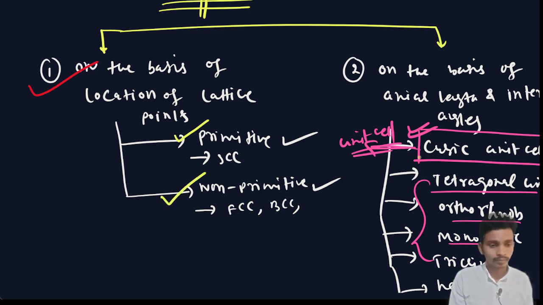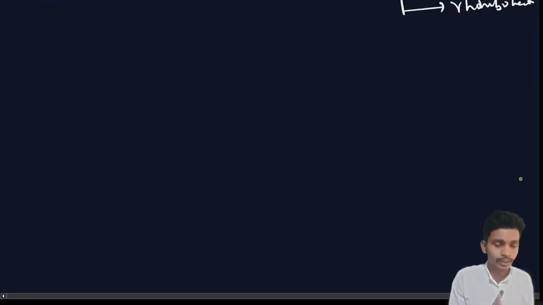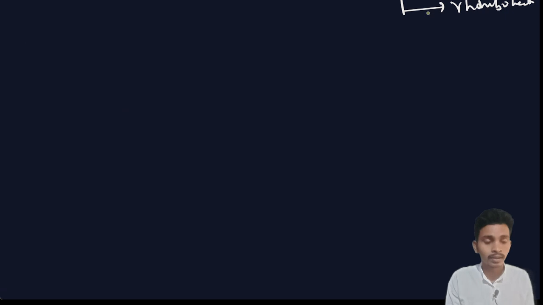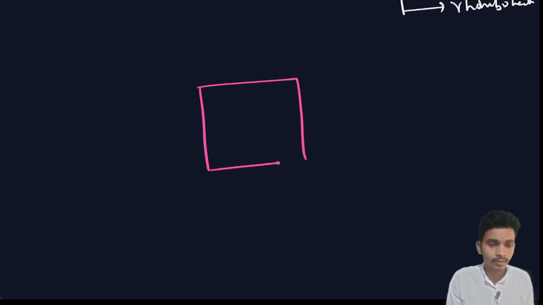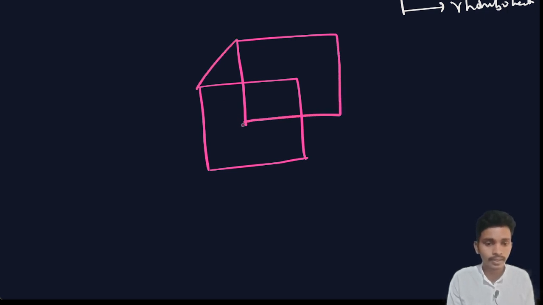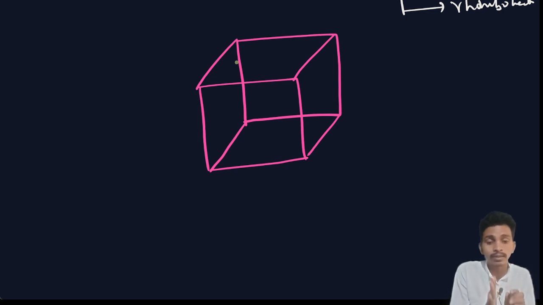So now we will discuss only cubic unit cells. Let's say this is a cubic unit cell. You know that for a cube all sides are equal. A square in three dimensions forms a cube. Like for a square all sides are equal, here also all sides are equal.